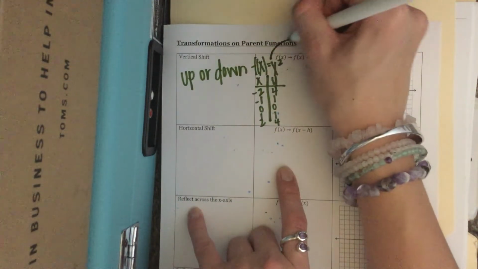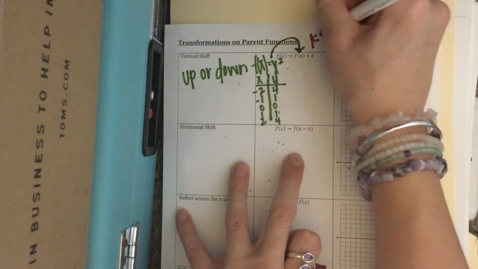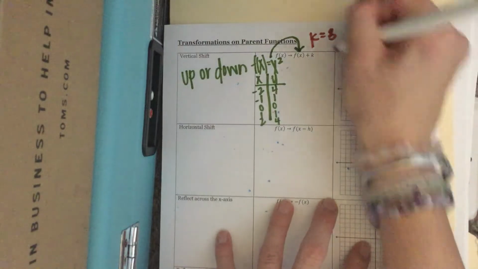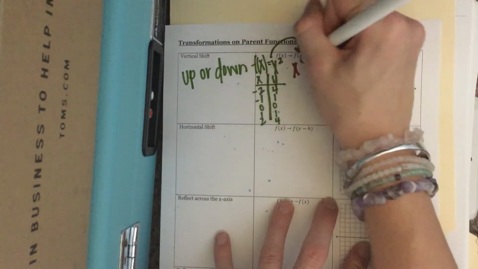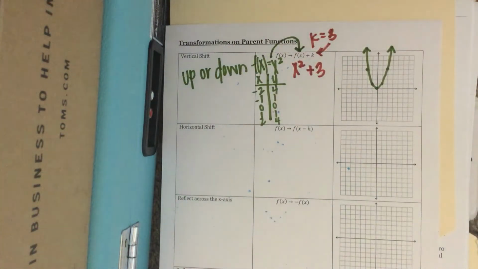So I'm going to plug it in for that right there. And I'm just going to say that k is some number. Let's say that k equals 3. I'm giving k the value of 3. Okay, I made that up. So we're going to plug it in right here. I know that f of x is x squared, so that's going to be x squared. K is 3, so plus 3. That plus 3 is on the outside, and it's going to move it up or down.